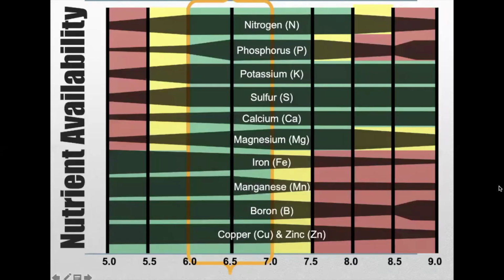The absolute perfect range is a pH of 6.5. This is where the majority of all of the nutrients are at an available range with no toxicities or deficiencies.